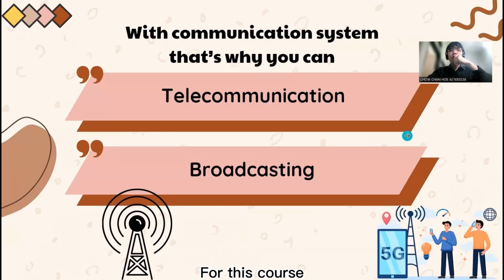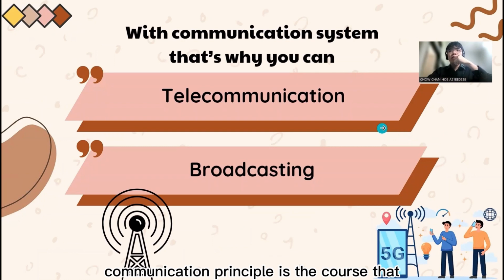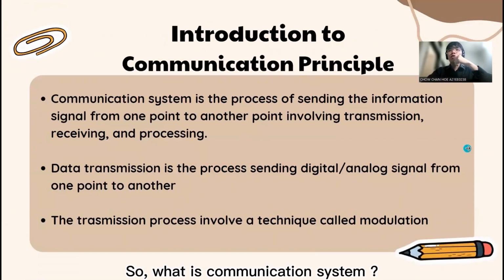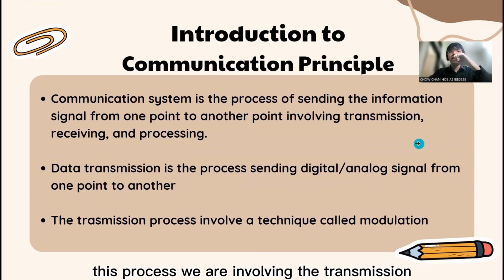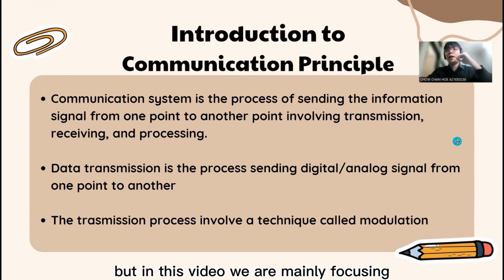So for this course, we are calling it communication principle. It's the course where we study the communication system. With the communication system, we can use telecommunication to call our friend or family, or use it for broadcasting to hear the FM from the station as well. So what is a communication system? It's the process of sending the information signal from one point to another. And this process involves transmission, receiving, and processing.